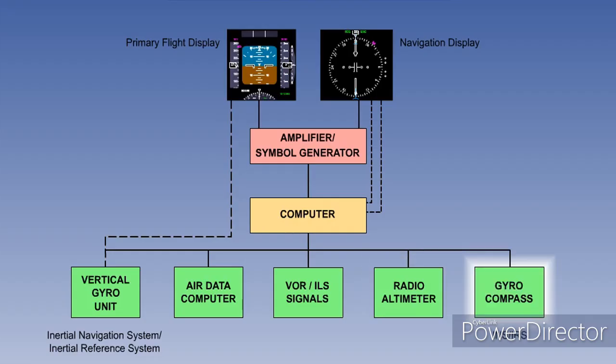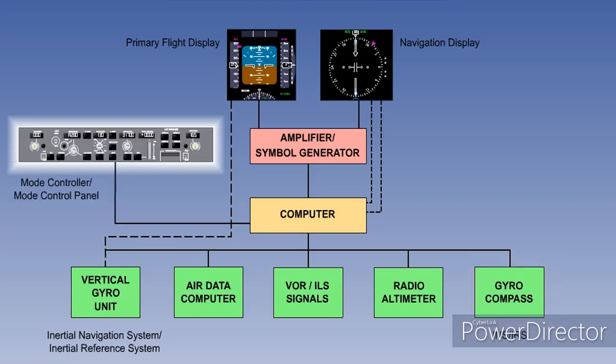The flight director system needs to know heading information, which in more modern aeroplanes is supplied by the inertial navigation or inertial reference system units, but in older aeroplanes was supplied by a gyro compass. In addition, we require a means of inputting information into the flight director system, and for that we have mode controllers, or a mode control panel. We will look at this in more detail during the next lesson on flight director modes of operation.